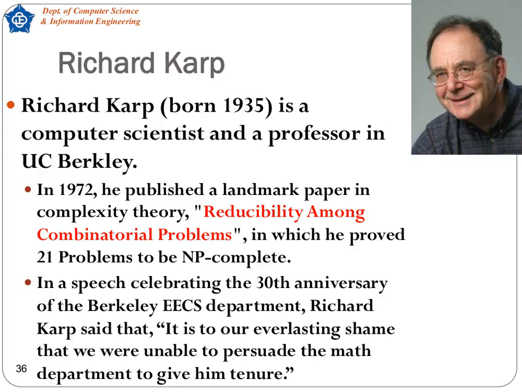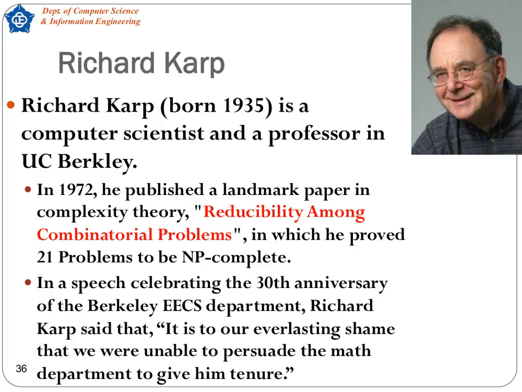Building on Cook's foundational insights, we now turn to Richard Karp, a pioneering computer scientist born in 1935 who has spent his career as a professor at UC Berkeley. In 1972, Karp published his landmark paper, Reducibility Among Combinatorial Problems, in which he identified and formally proved 21 core problems as NP-complete, work that truly launched the field of computational complexity as we know it today. Decades later, speaking at the 30th anniversary of Berkeley's EECS department, Karp wryly remarked that it was, to our everlasting shame, the math department had refused him tenure, an ironic footnote to a legacy that forever reshaped how we understand hard problems.